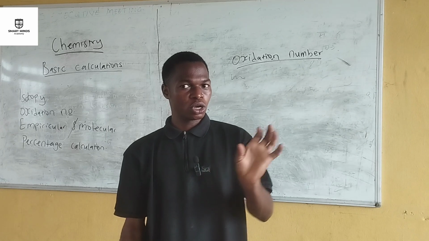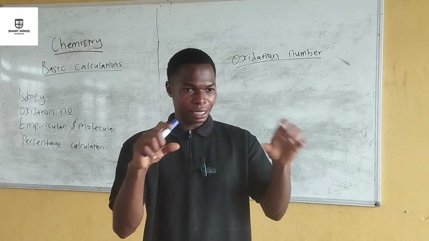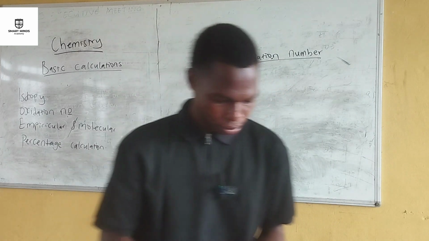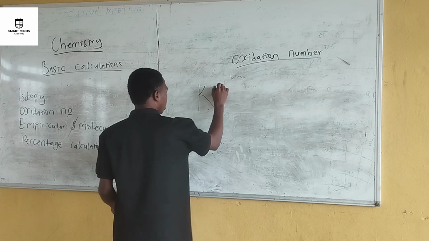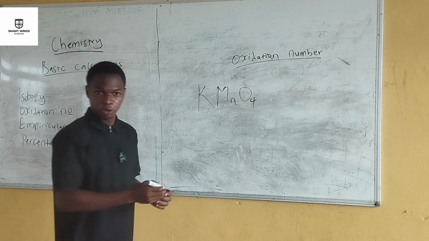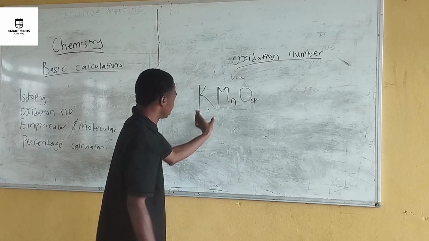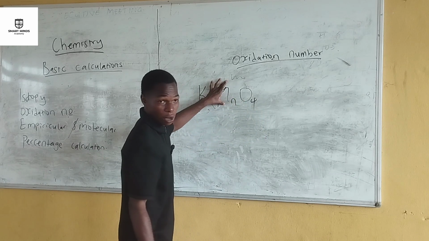The issue here is to form the chemical formula. That formula, that's the issue. Potassium permanganate. The formula for potassium permanganate is KMnO4. This Mn is what we are looking for.